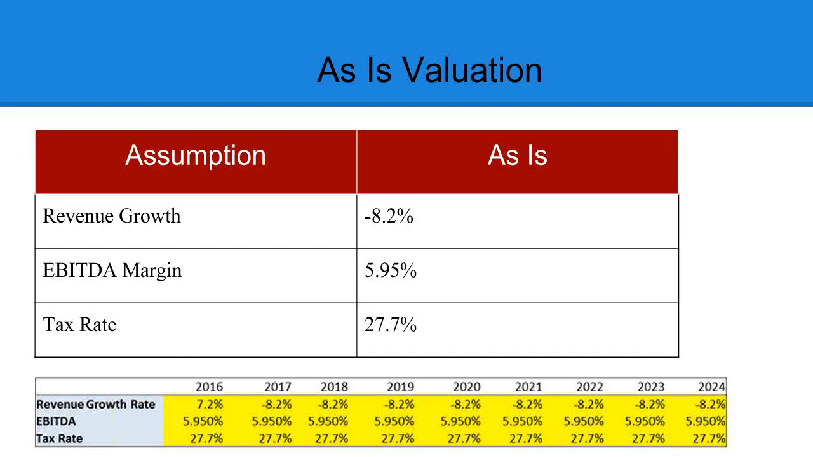This was also taken from the multiples analysis, where we calculated an EBIT margin of 5.05%, and then we added back depreciation of 0.9% to come up with our final EBITDA margin as shown here. We kept both of these numbers constant throughout the model. And then finally, we calculated a tax rate of 27.7%. We did not perceive any regulatory changes in the industry to affect the tax rate in any significant way in the future. Therefore, we kept that constant as well for our company.